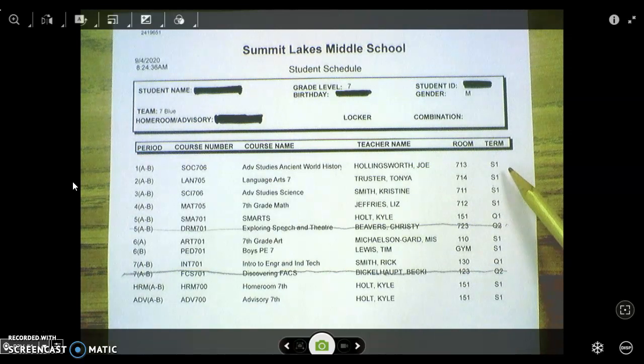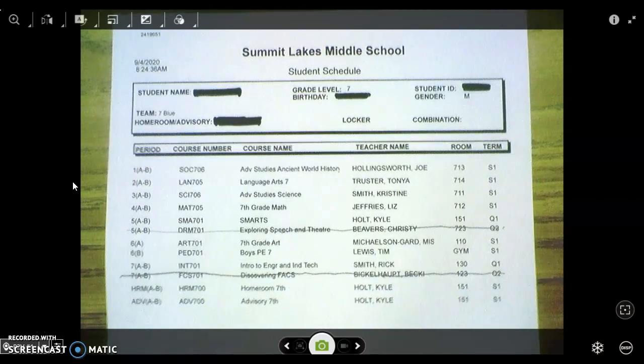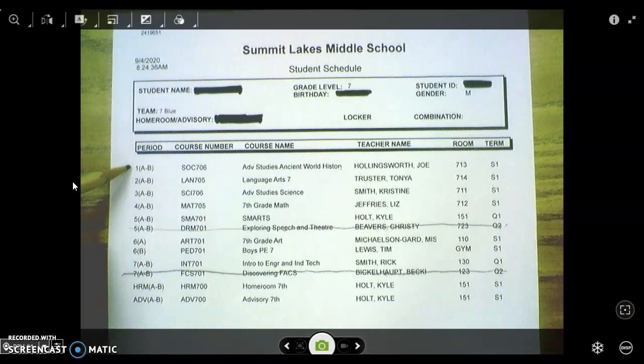If it says S2 next to it, that is a class that you will have all semester, so until the end of first semester. If you have a Q1, those are classes that are just quarter classes, and it'll switch with quarter 2 once quarter 1 is over. So your classes are in order, first hour through 7th hour.